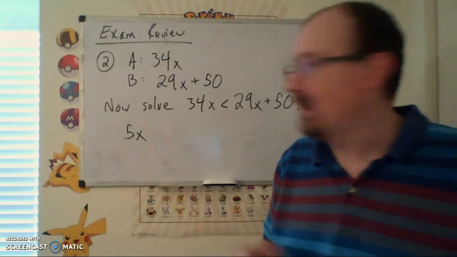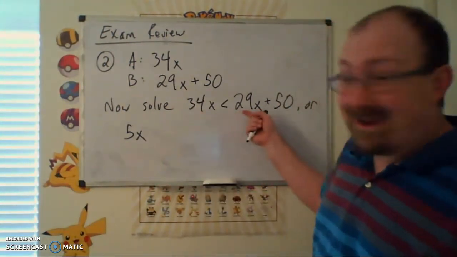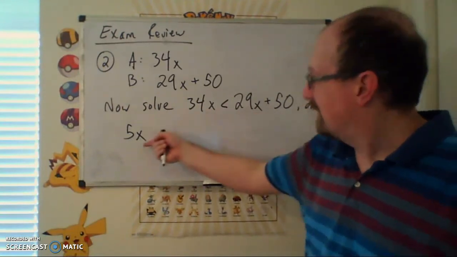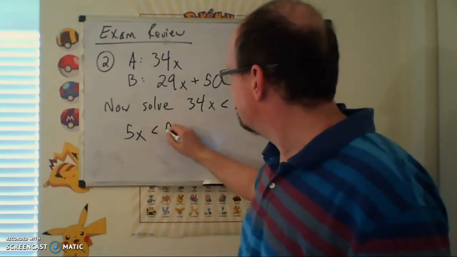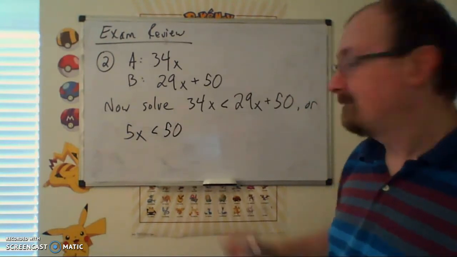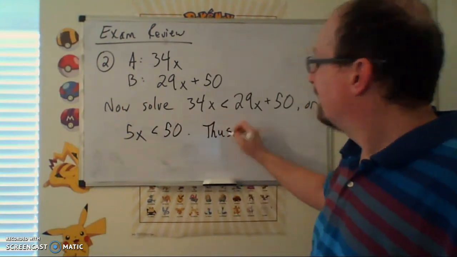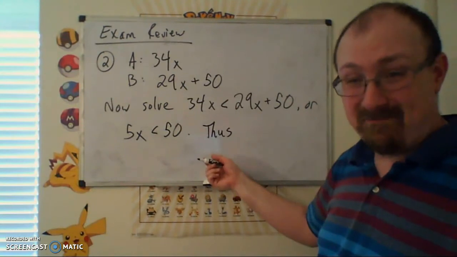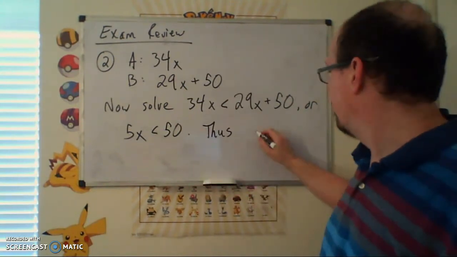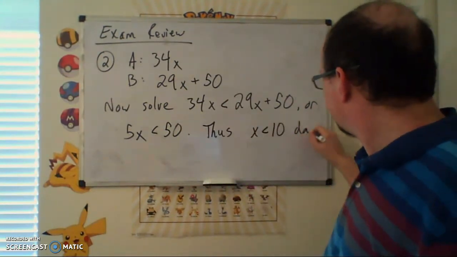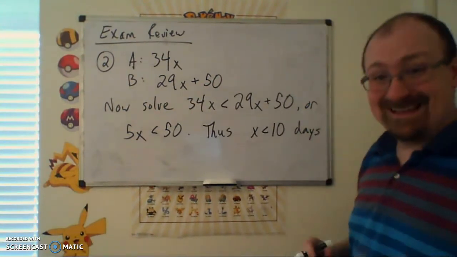So anyway, 34x minus 29x, I subtract that, that gives me 5x, needs to be less than 50. So last thing we need to do, divide both sides by 5. Since it's positive, we don't need to flip the inequality. So x is less than 10 days.